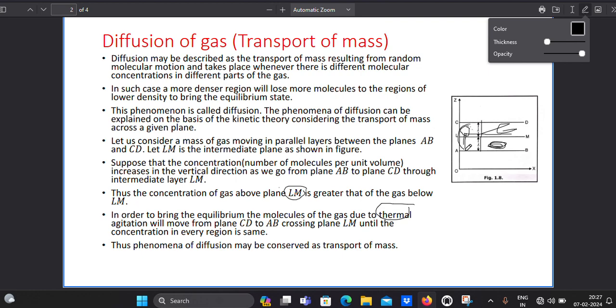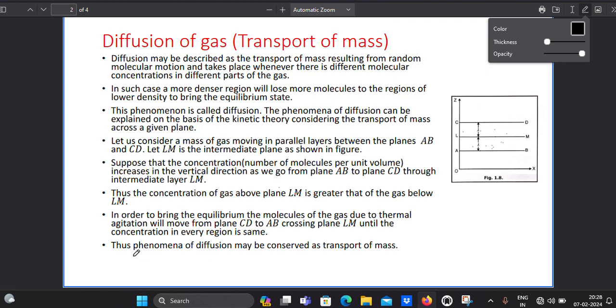After a certain time, on either side of LM, the density is the same. That is what we call the equilibrium condition. So equilibrium means making an equal number of molecules on either side. Before that, a large number of molecules are present on this side and a small number on this side, so this side is low density and this side is high density. Above LM is high density, below LM is low density of gas molecules.